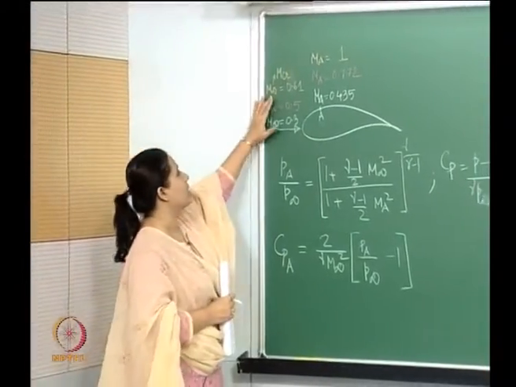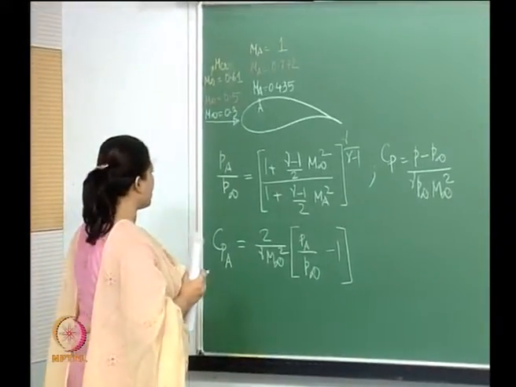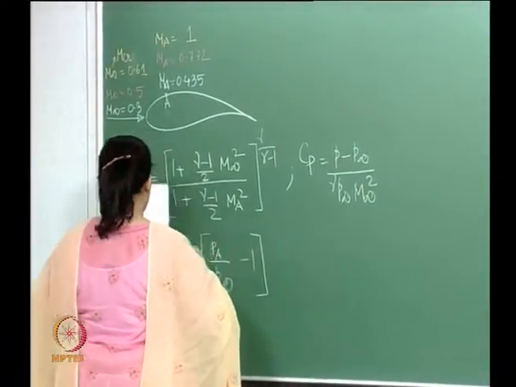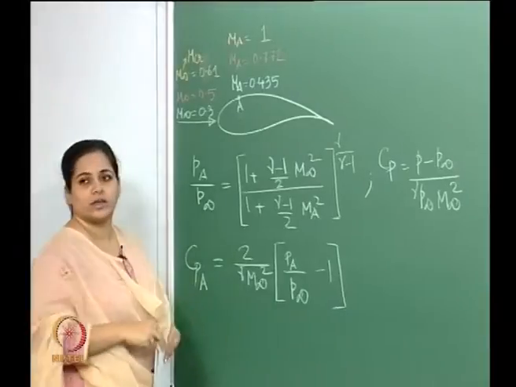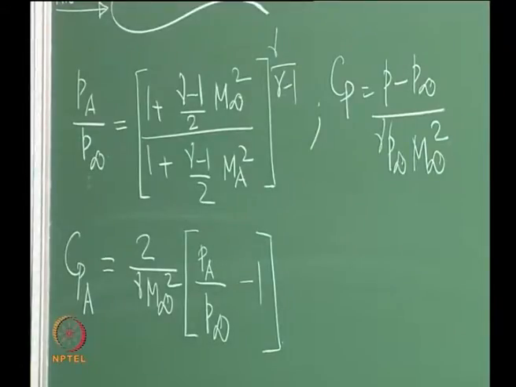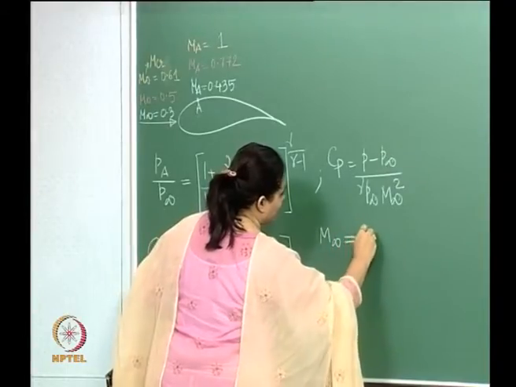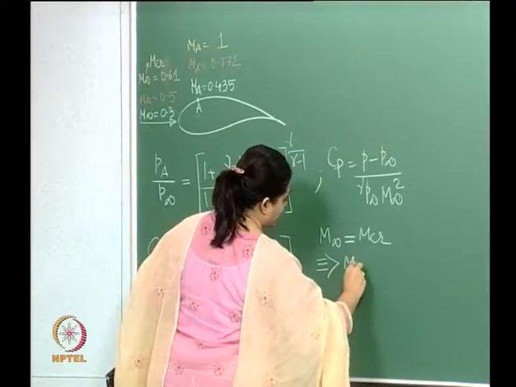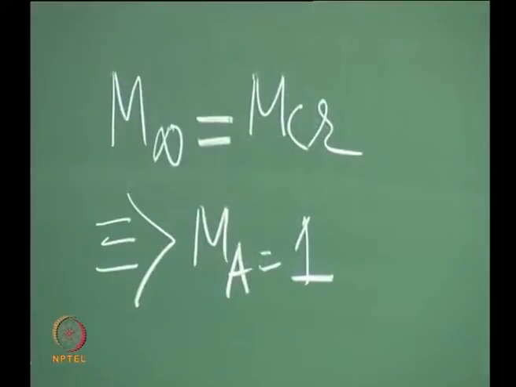Therefore, if this is the critical Mach number, then M A becomes 1. What we are saying is that when this free stream Mach number becomes the critical Mach number, at that point M A, which is the Mach number at the point A, becomes sonic, or 1. So when the free stream Mach number is the critical Mach number, this implies that the Mach number at the point A is 1.